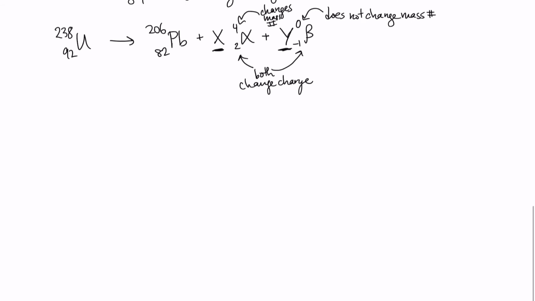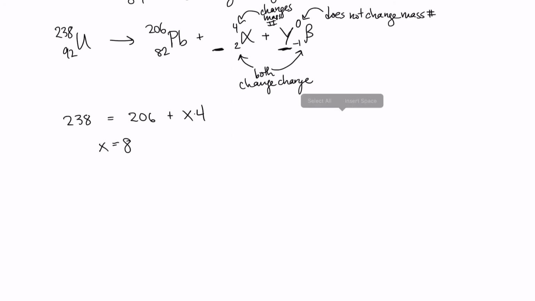I know I'm going from 238 to 206 plus X times 4, X being the number of alpha particles and 4 being the mass of each alpha particle. So when I solve for X, I'm going to get 8 alpha particles. So I know that I can replace this with 8. When I replace that with 8, we'll do like a partial decay for what we're going to get, right?